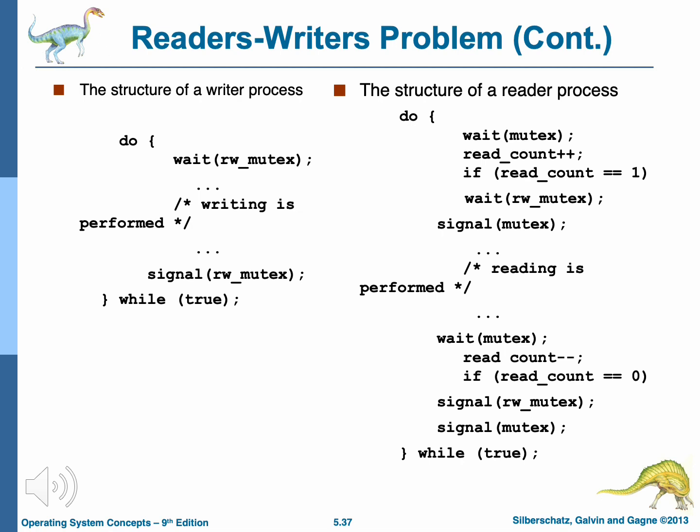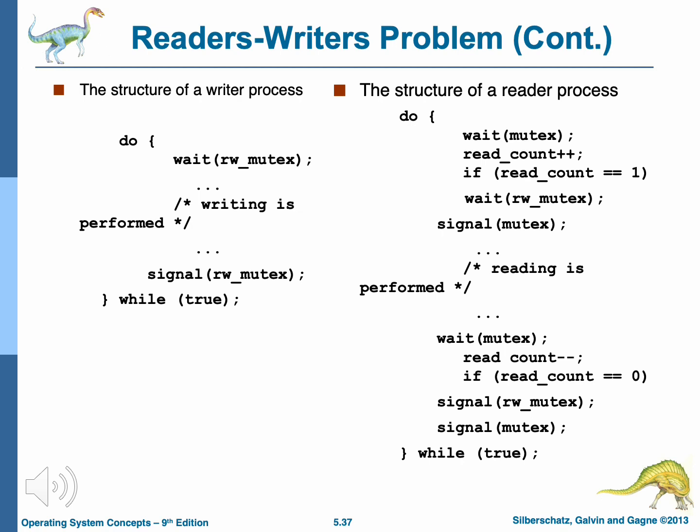Acquiring a reader-writer lock requires specifying the mode of the lock, either read or write access. When a process wishes only to read shared data, it requests the reader-writer lock in read mode. A process wishing to modify the shared data must request the lock in write mode. Multiple processes are permitted to concurrently acquire a reader-writer lock in read mode, but only one process may acquire the lock for writing, as exclusive access is required for writers.